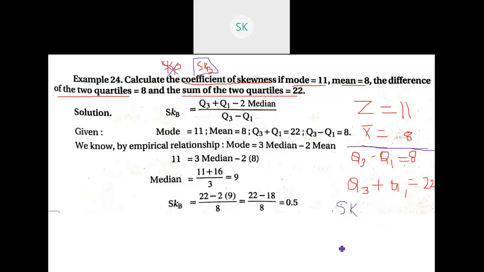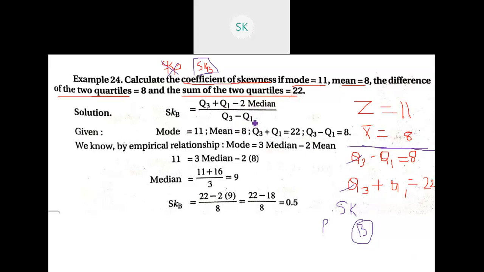But have they mentioned which coefficient? They have not mentioned if it is Pearson's coefficient or Bowley's coefficient. But by seeing the question and the data given, since they have given the difference and the sum of the quartiles, we should consider it to be Bowley's coefficient of skewness. So let's write Bowley's formula: Q3 plus Q1 minus 2 median, divided by Q3 minus Q1.